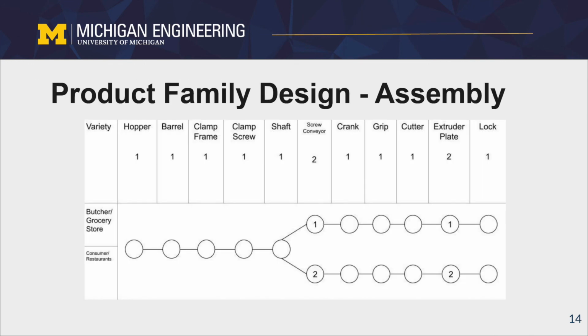Delayed product differentiation is ideal for assembly in the manufacturing process. In this figure, we can see that by pushing back and adding the screw conveyor after the attachment of the shaft, we are able to optimize assembly efficiency.